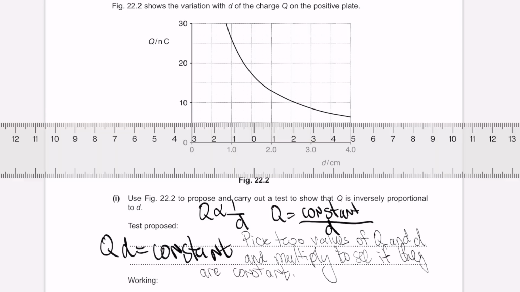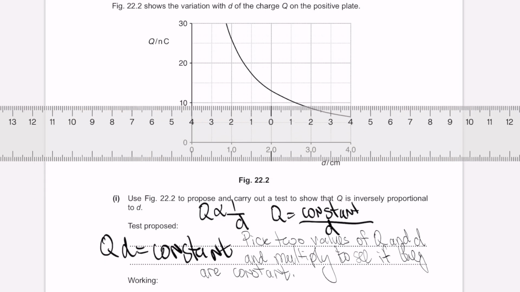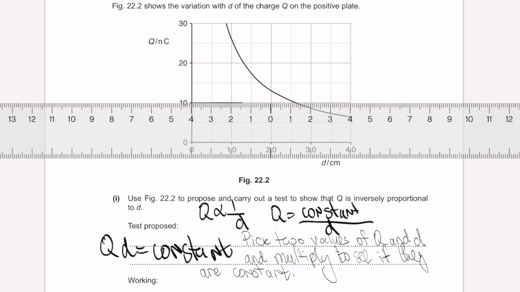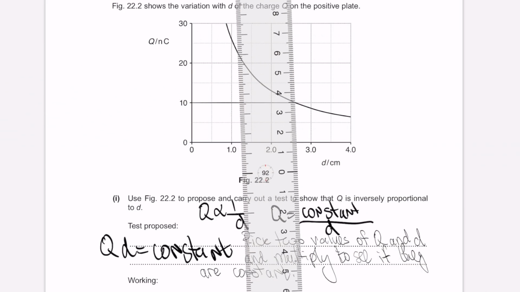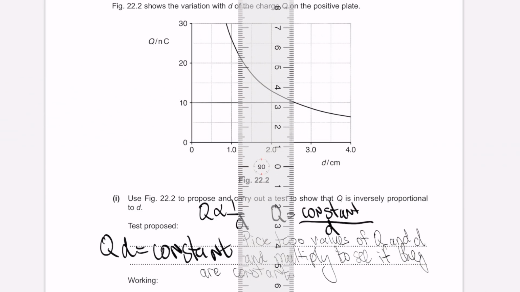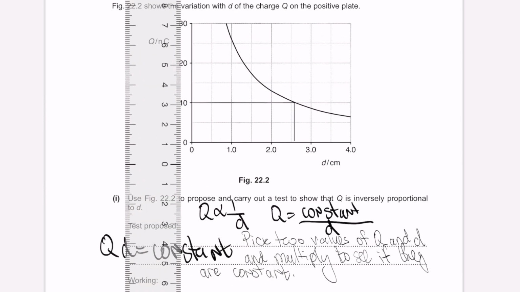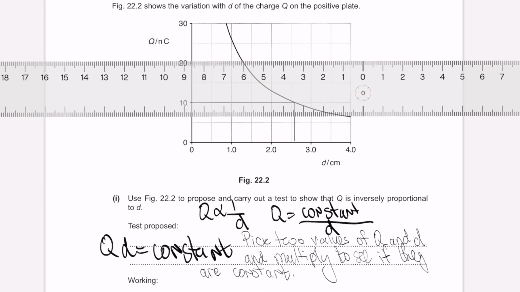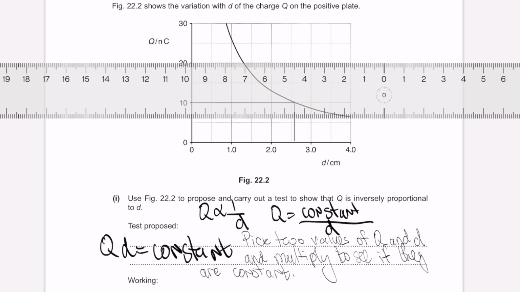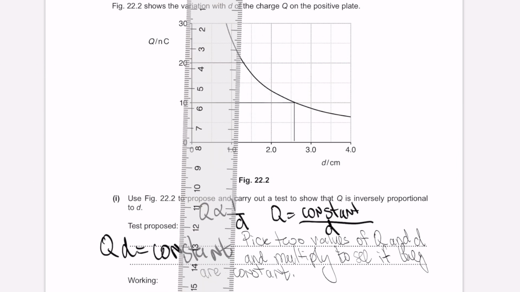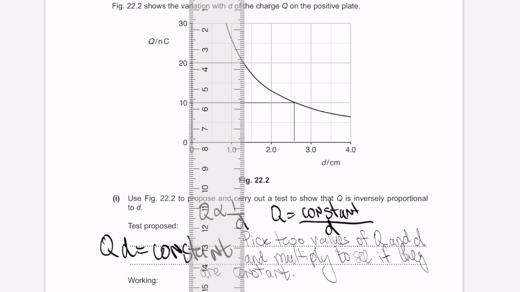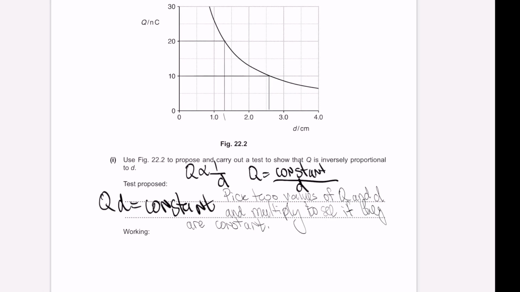So for instance, I can pick Q to be, let's say, 10 nanocoulombs. So we're going to have this one over here, and that's going to correspond to a value somewhere over here like this. And then I can pick, let's say, 20, which is going to be this one over here, which is going to correspond to a value somewhere over here. Let's call this one 1.3 centimeters, and shall we just call this one 2.6?